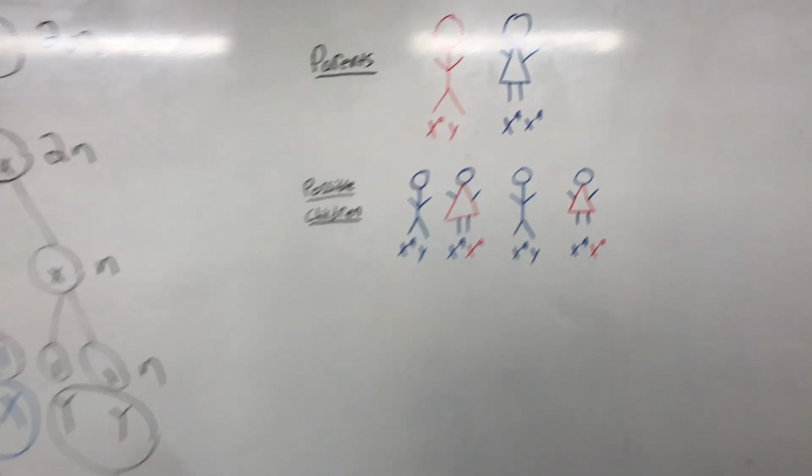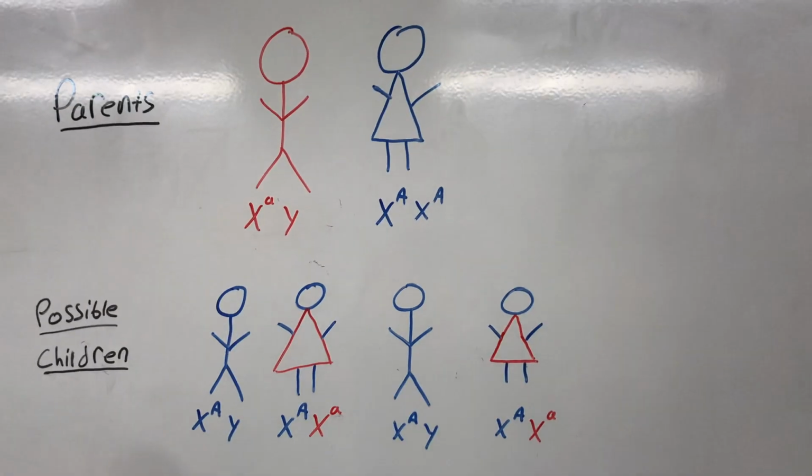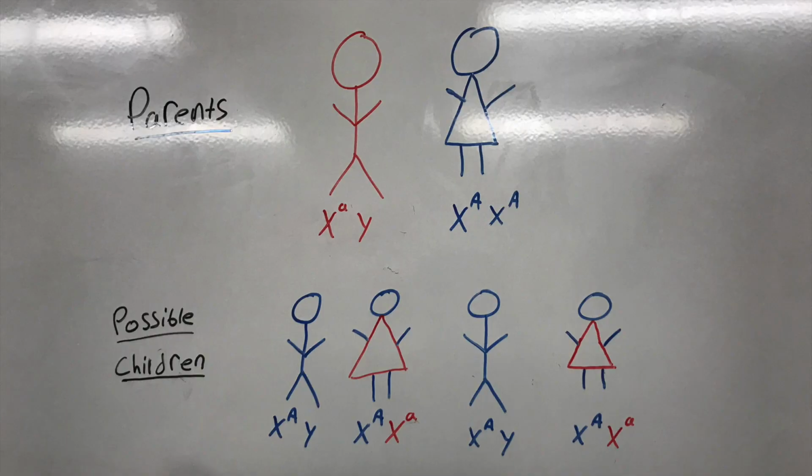Now let's look at sex chromosomes. The father determines the sex of a child as the father passes on either an X leading to a female or a Y leading to a male. The mother can only pass down her X chromosomes.